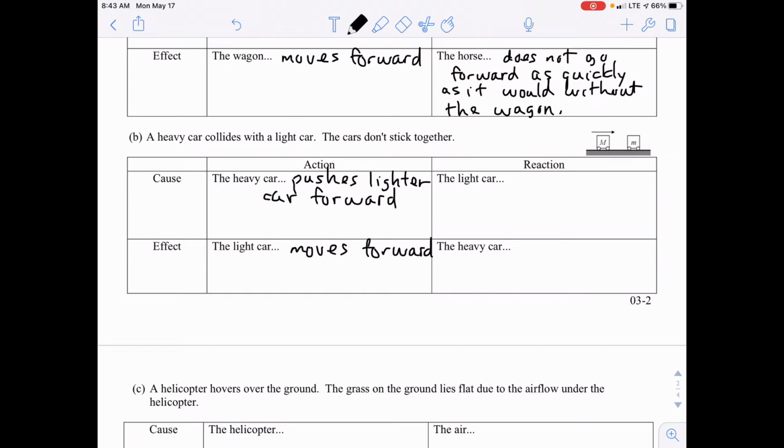The light car pushes the heavier car backward. The effect of this is that the heavy car slows down as a result of the lighter car pushing back on it.